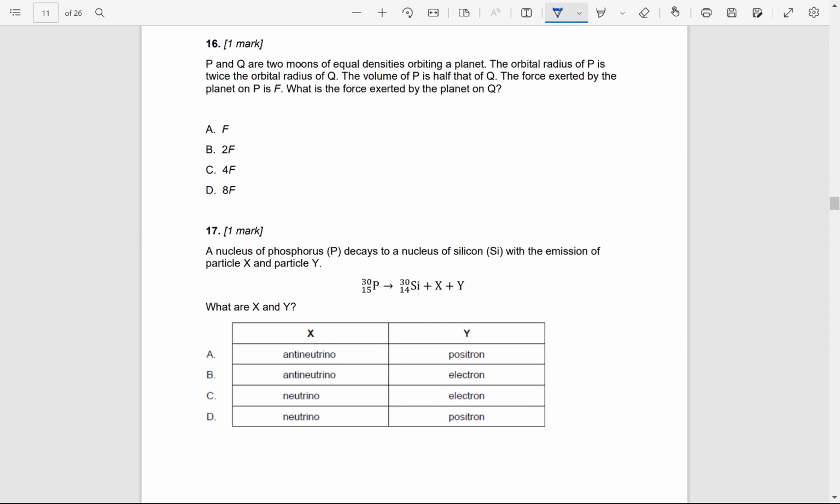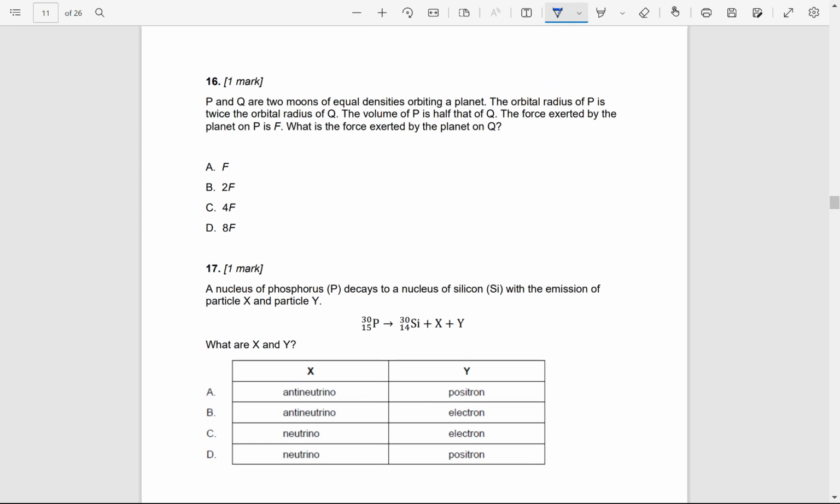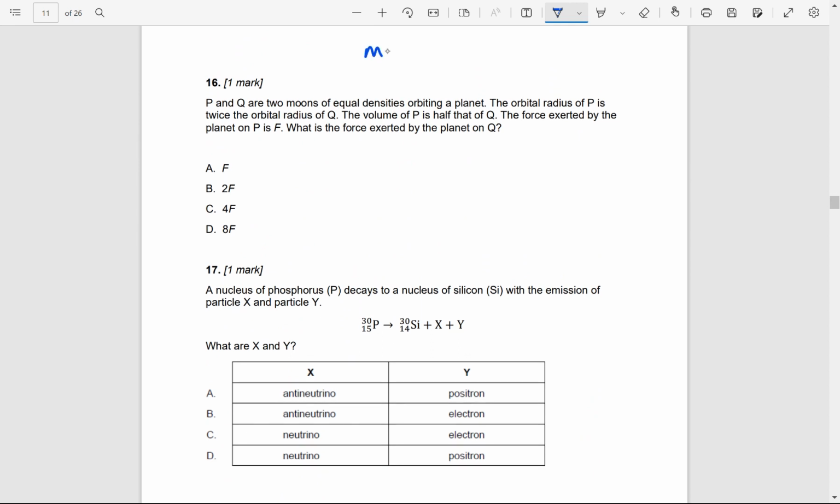Okay. Question 16. P and Q are 2 moons of equal densities orbiting a planet. Right, so we've got density. I don't like the sound of that, so I'm just going to remind myself that mass is density times volume. I don't know any formulae to do with gravitational force, which I think this is where it's going with density in, so I suspect we're going to have to do something to that.